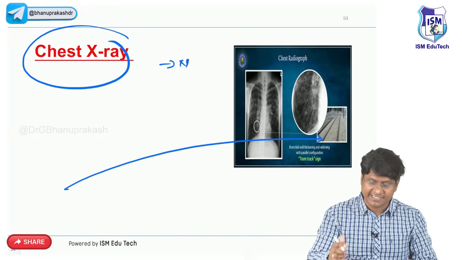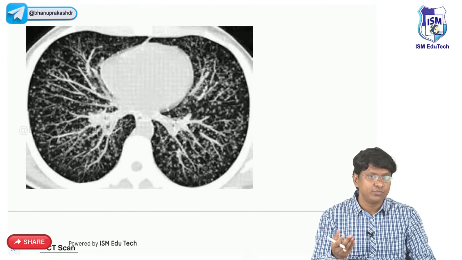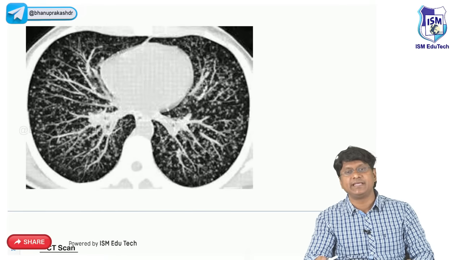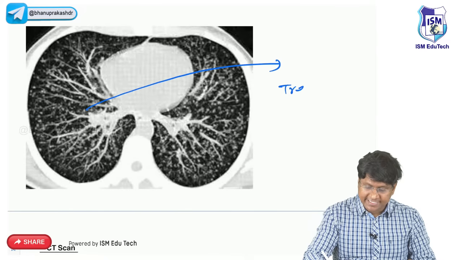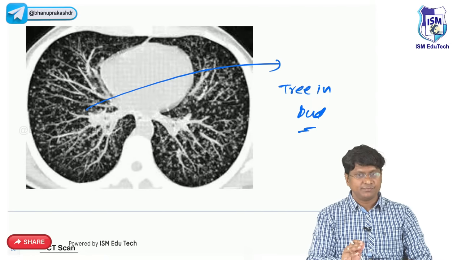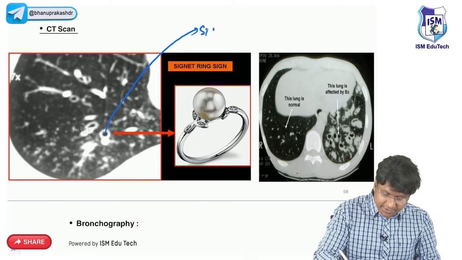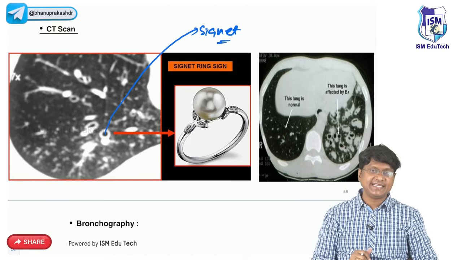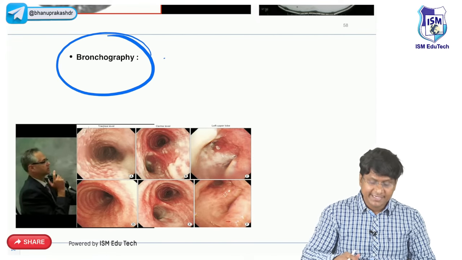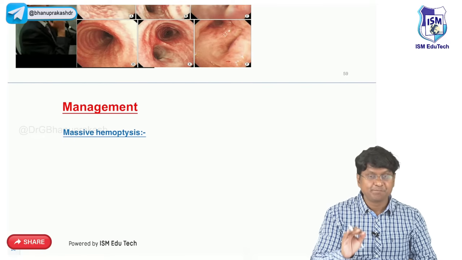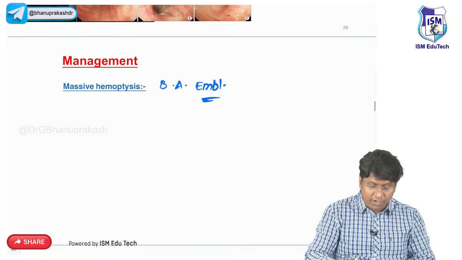But what is the most accurate investigation? The most accurate investigation is HRCT, that is high resolution CT scan. HRCT gives the classical description of the abnormally irreversibly dilated bronchi, right? This is considered the tree in bud appearance. And one more important finding is the signet ring sign. So that is the CT scan picture in patients with bronchiectasis. And if you want to visualize the bronchus, then you need to do bronchography. Then how do you treat these patients? For the treatment of massive hemoptysis, you need to do bronchial artery embolization.